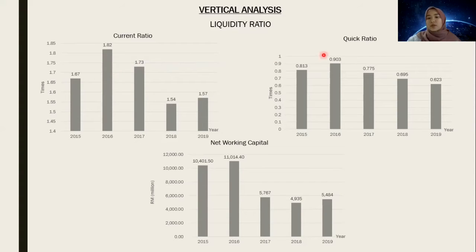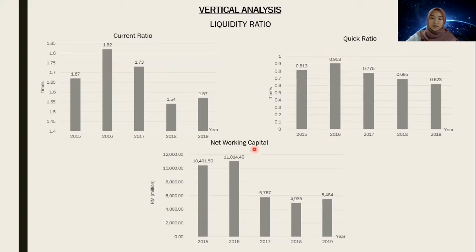And for quick ratio, the highest was recorded on 2016 at 0.903 times. And this means that the company is able to pay without having to rely on the illiquid current assets. It is RM0.903 for RM1 of its short-term liability.